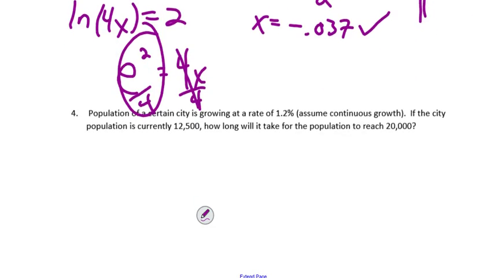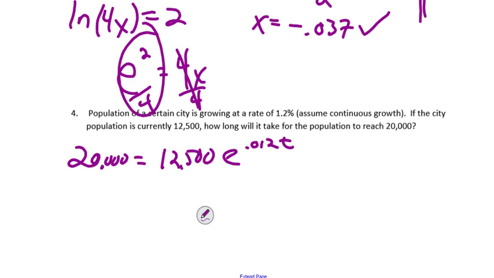Last one. If I set this one up, you should have currently 12,500. That's your initial. Your rate is 0.012, and you want to know when it's going to be 20,000. So there's your setup, and once you have the setup, it's just like the previous problem. This is your exponential growth, the initial value, and then your rate times t. And then you solve that.